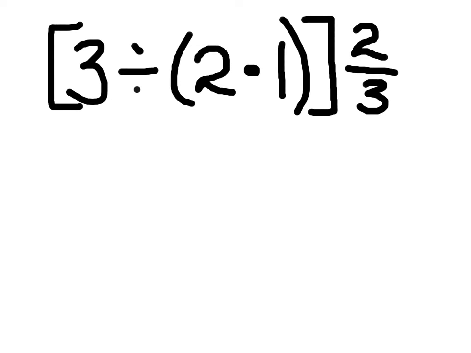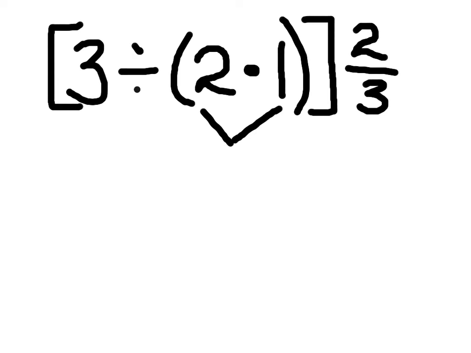So it's 3 divided by, open bracket, 3 divided by open paren, 2 times 1, close paren, close bracket, times 2/3. So what do we need to do first? The parentheses. And what's inside the parentheses? So inside the brackets is 3 divided by open paren, 2 times 1, close paren. So you need to do what's inside the actual parentheses before we do the rest of it inside the brackets. Careful, read it. Look for the open paren, close paren.